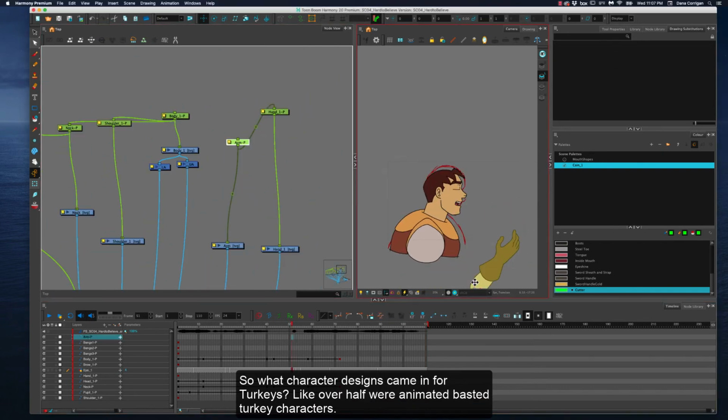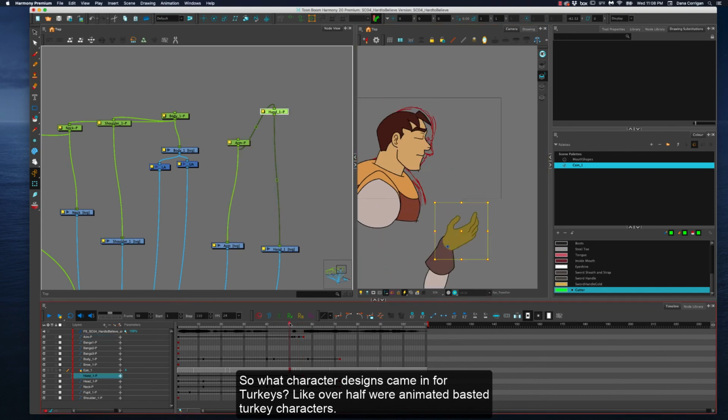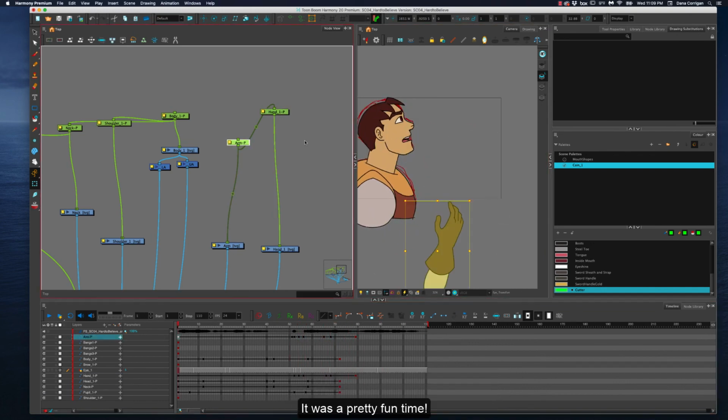And so what character designs came in for the turkeys? Well, like half of them were animated basted turkey characters. Not the intent of the demonstration, but after what happened, I really couldn't blame them. It was a pretty fun time.